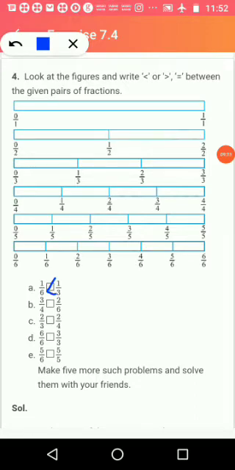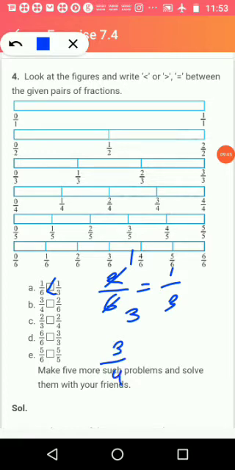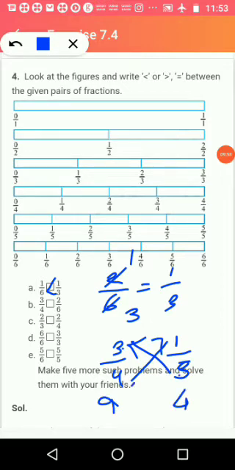3 by 4 and 2 by 6. So 2 by 6 is nothing but equal to 1 by 3. If I cut by 2, I will get 1 by 3. So I have 3 by 4. I am comparing 3 by 4 and 1 by 3. Right. So how do I do it in this case? Cross multiply. 3 3s are 9, 4 1s are 4. Towards the numerator. So whichever is greater. So 3 by 4 is greater than 2 by 6.